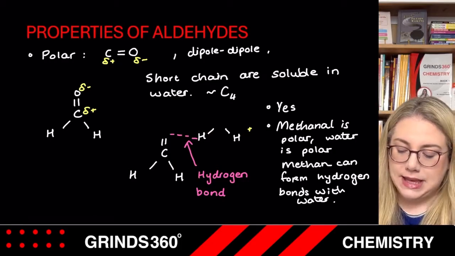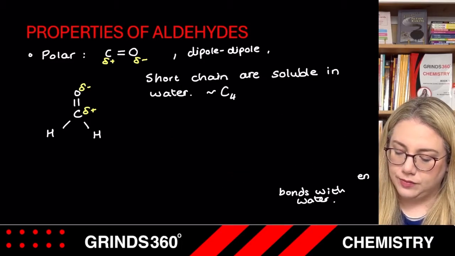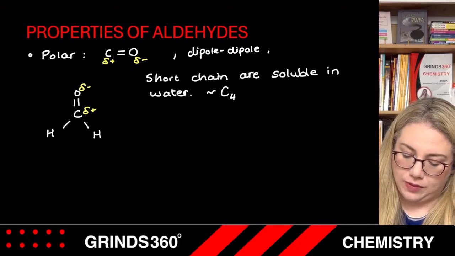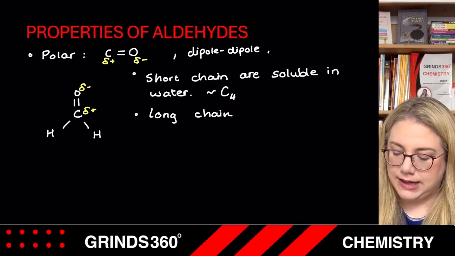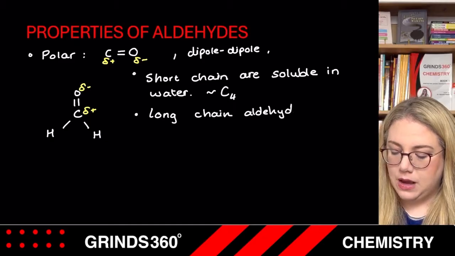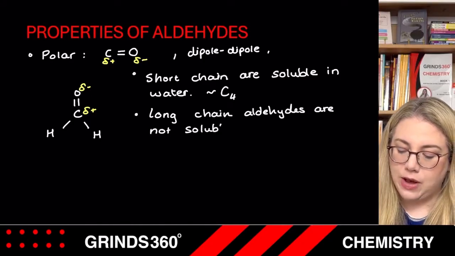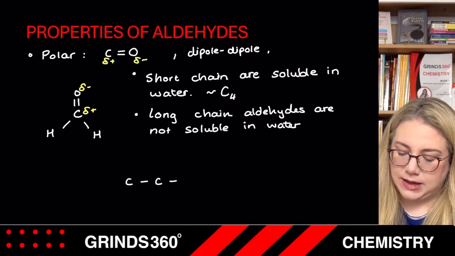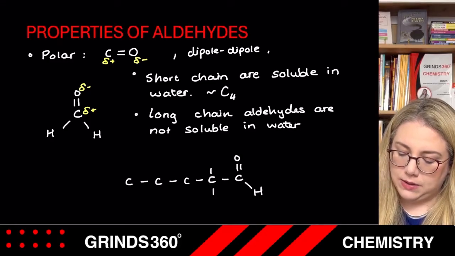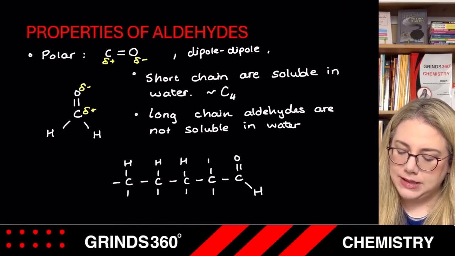Now we're going to come at this in the same way that we did the alcohols in the previous topic. Long chain aldehydes are not soluble in water, even though they have a polar group. So now if I was to draw a long chain aldehyde, 1, 2, 3, 4, 5. This molecule is called pentanal because it has 5 carbons in a long straight chain.